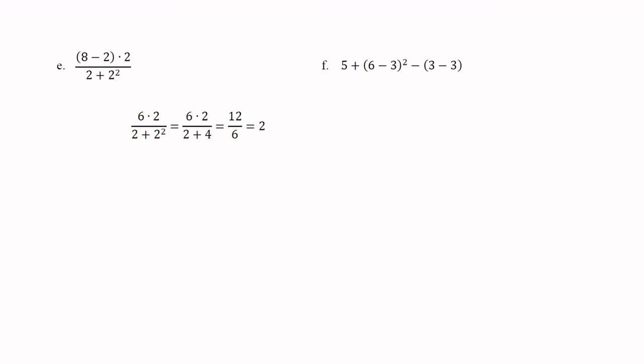And then in F here, we have 2 sets of parentheses, so we'll perform both of those first. 6 minus 3 is 3. 3 minus 3 is 0. So we've got 5 plus 3 squared minus 0. 3 squared is going to give us 9. And we can go ahead and drop that 0 on the end because anything minus 0 is whatever came before. And then 5 plus 9 is 14.